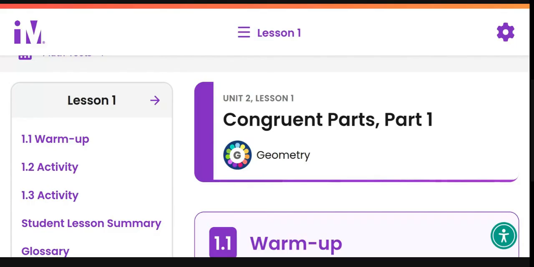We are now entering into Unit 2, all about congruence. This first lesson is about congruent parts, Part 1, so we'll split this information into two different lessons. Remember that this video is just the highlights of the lesson. You will get more in-depth information if you are attending our live classes on a regular basis.